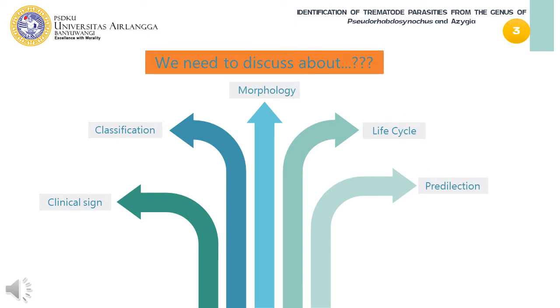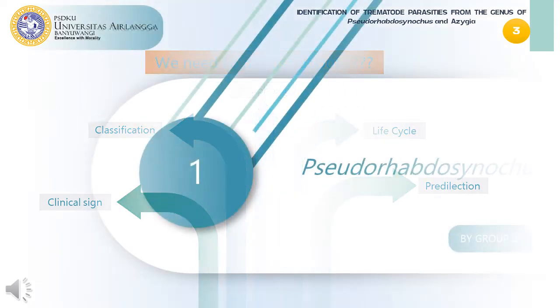And next we need to discuss: 1. Morphology. 2. Classification. 3. Life cycle. 4. Clinical sign. And the last is predilection.